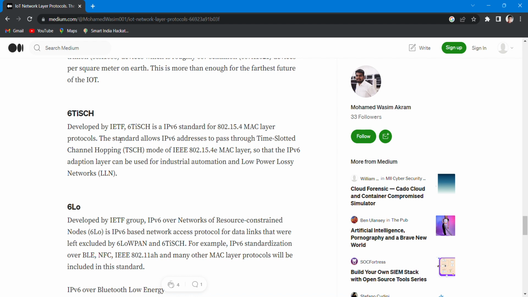that is TSCH, the Time Slotted Channel Hopping mode of IEEE 802.15.4e, that is the IEEE standard. You can search it. It is designed to provide deterministic communication and time synchronization in industrial IoT networks, which require high reliability and low latency.